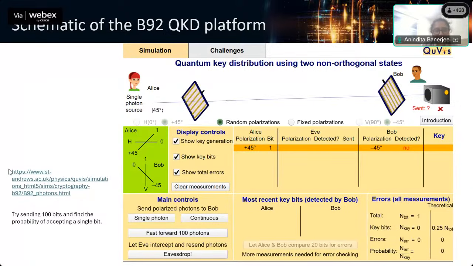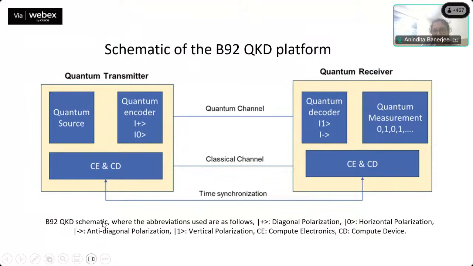This is one such schematic, and if you visit this website, it allows you to play with a B92 QKD platform. You can give different polarizations, and it also has an opportunity to mimic Eve, what Eve can actually do, and what kind of detection is there. It also tells you about the number of keys, errors and probability. So it's a good exercise. Try sending 100 bits and find the probability of accepting a single bit.